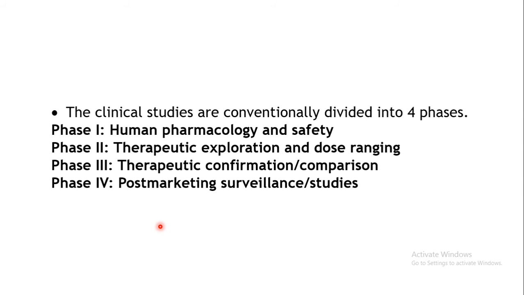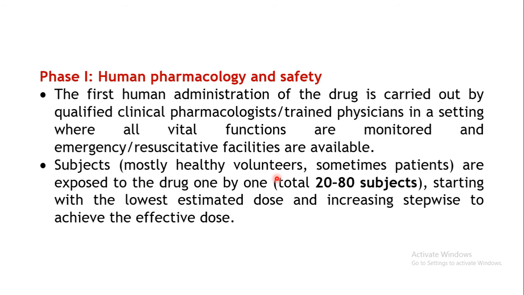Now these clinical trials are basically divided into 4 phases. Phase 1, which is known as human pharmacology and safety. So here human pharmacology and safety is tested. Phase 2, wherein therapeutic exploration and dose ranging is done. Phase 3, wherein therapeutic confirmation or comparison is done. Then phase 4, which is the last phase, that is post-marketing surveillance or post-marketing studies. So these are the phases into which the studies are carried out in a sequential manner. Okay, so let us take up all of these one by one. So the first one is phase 1.